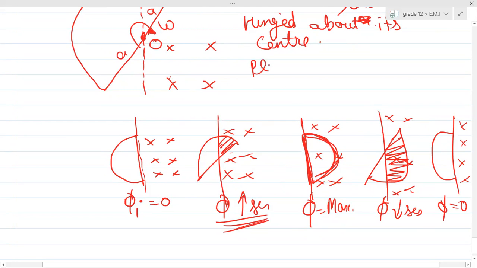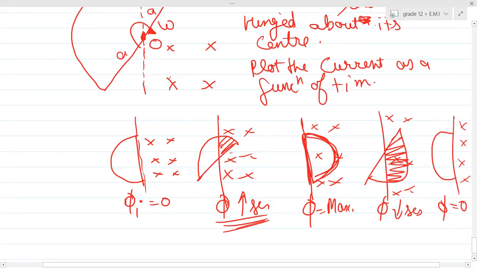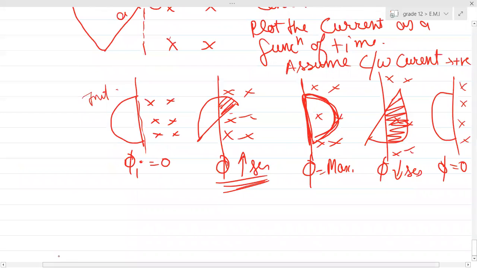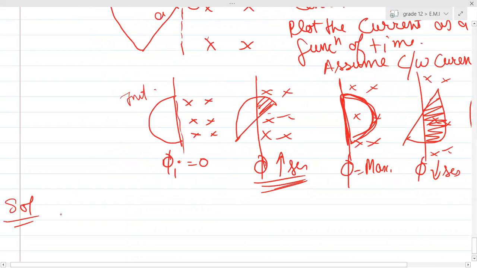Now the question is, plot the current as a function of time. Assume clockwise current as positive. Okay. Initially it is like this. This is how it is initially. So basically you need to find out what is the graph. Okay. Giving it 2 minutes. Try to solve.